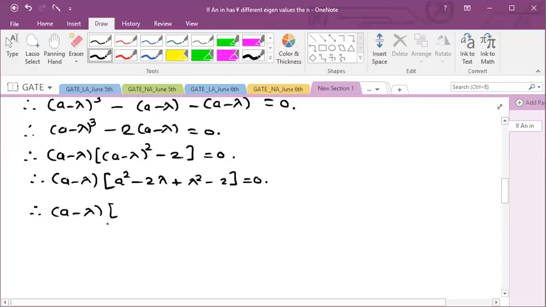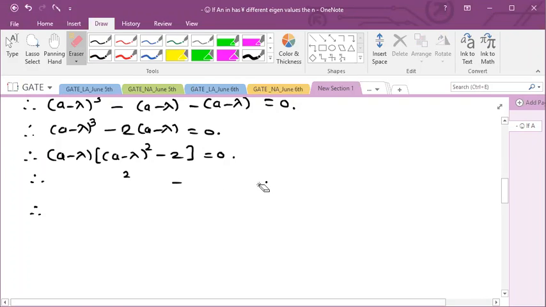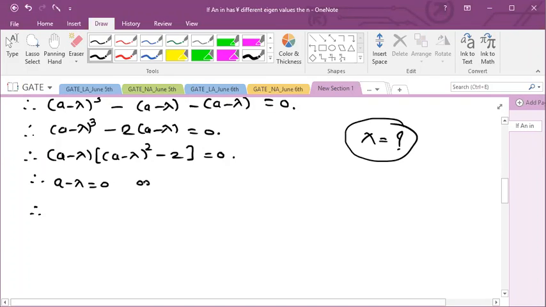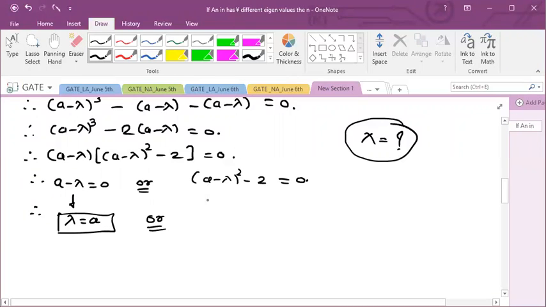Yes, it is like this only, right? We cannot simplify further, or we can keep it like this only, right? Because this will make it complicated. So what is our aim? We have to find lambda, right? This is our aim. So how can we find lambda from here? I can take a minus lambda equal to 0, or (a minus lambda) whole square minus 2 equal to 0. So from here, lambda is equal to a. Or from here, if I have to find lambda, (a minus lambda) whole square is equal to 2. So therefore, a minus lambda is plus or minus root 2. This is clear now? Right?